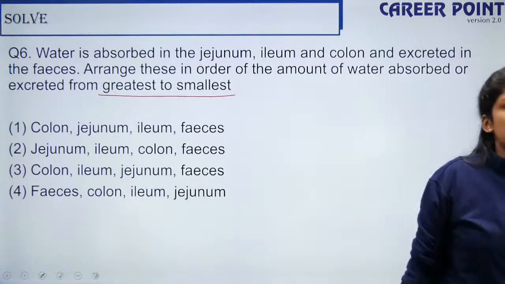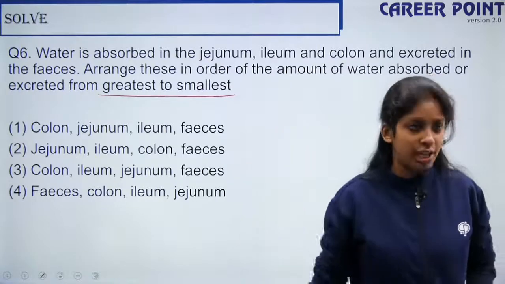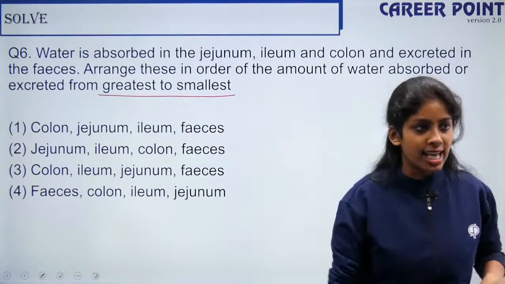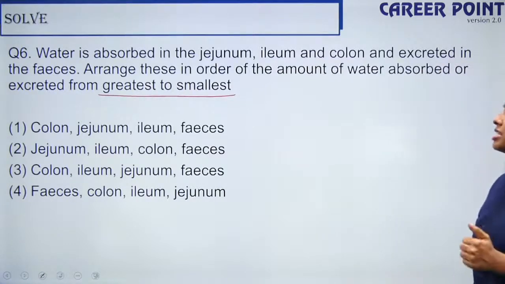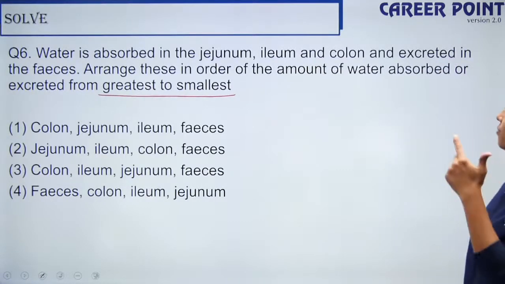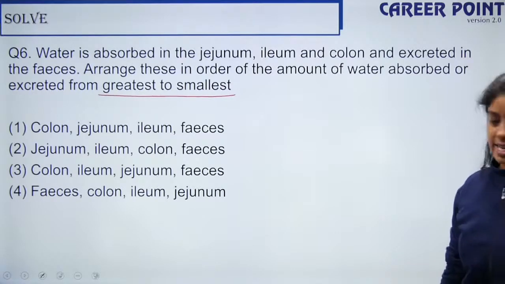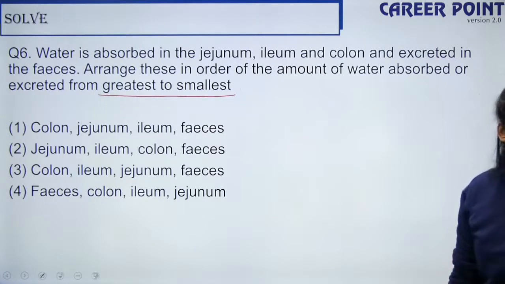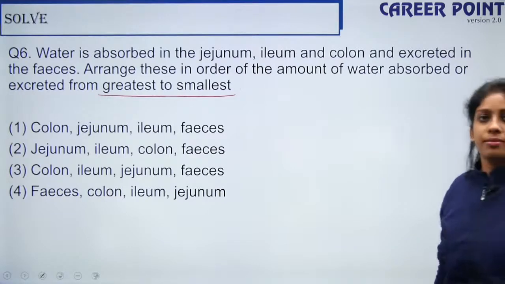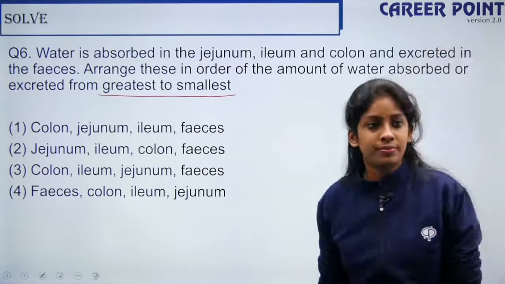What happens when we swallow hair by chance? It is not digested, so it is excreted as such. Okay, Nashra? Yes, come on, quick. Water is absorbed in the jejunum, ileum and colon, and then it's excreted out. I want the order from the one that absorbs maximum water to the least water. Can you give me the order? Quick.